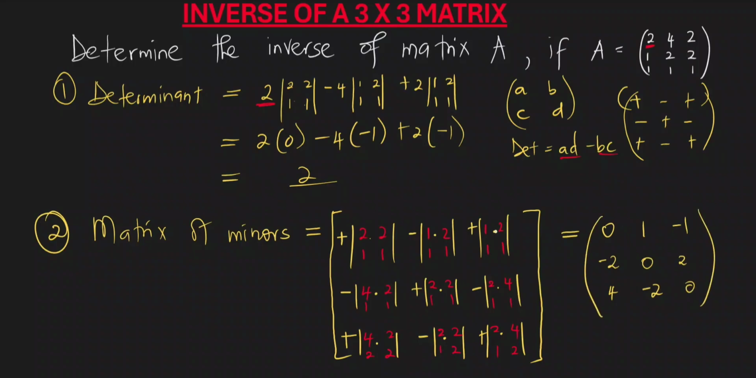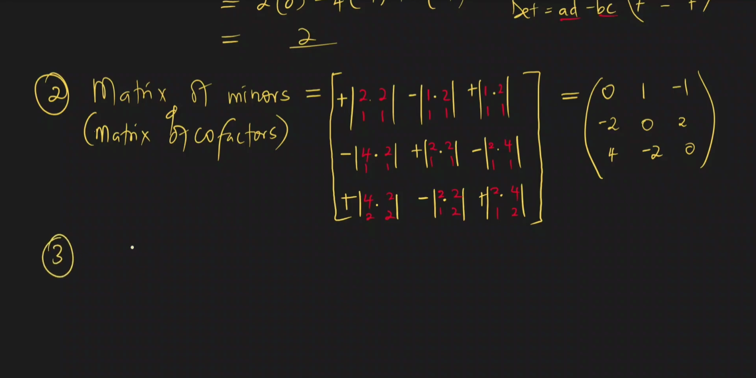So what we have formed here is a mixture of matrix of minus and the 2 by 2 matrix. A combination of these two forms what we call matrix of cofactors. So this is what we call matrix of cofactors, because there is minus plus, and our 2 by 2 matrix is simplified already. The third step, we do what we call the adjoint.